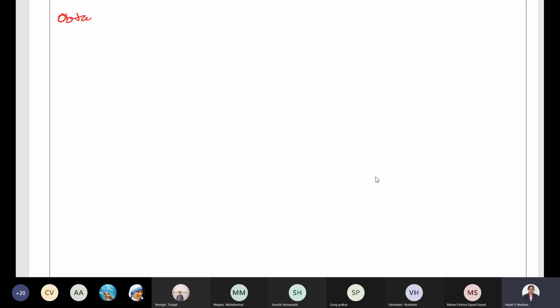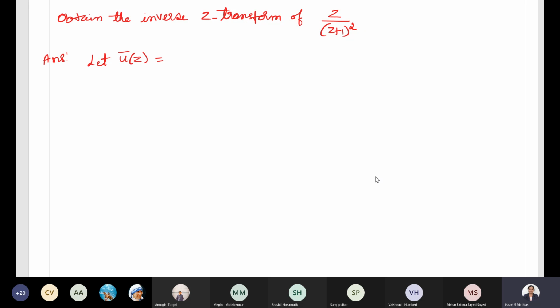Obtain the inverse z transform of z divided by z plus 1 whole square by power series expansion. How to solve this? Again, listen carefully. We shall take u bar of z as z divided by z plus 1 whole square.